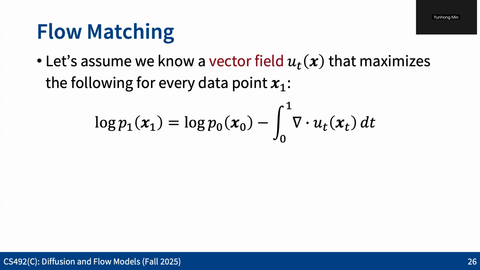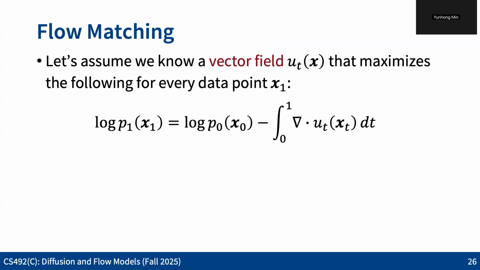So X1, don't get confused. The X1 is the data sample, not the Gaussian sample, okay? We are going from the X0 to the X1. X0 is the Gaussian sample and X1 is the data sample, right? So for the X1, if we can now compute the log probability for each of the data points using the vector field that we have, and we can somehow find a vector field that maximizes the log probability for all the data points, which means that now we found a good mapping, right? That's the mapping that can map the X0 into the X1.